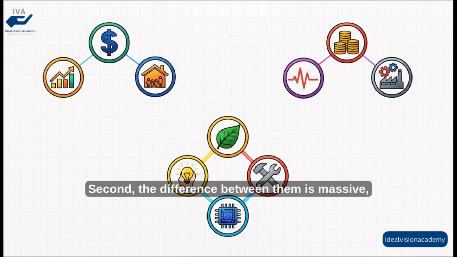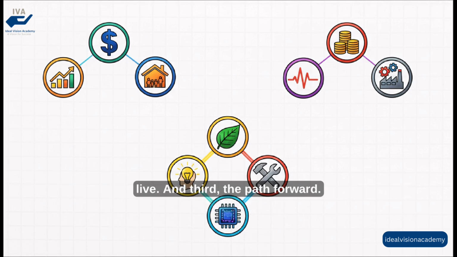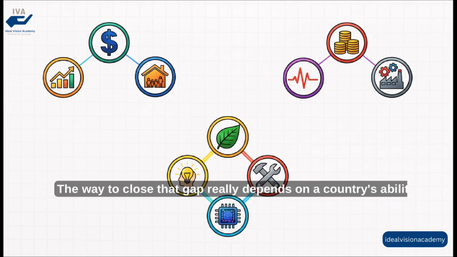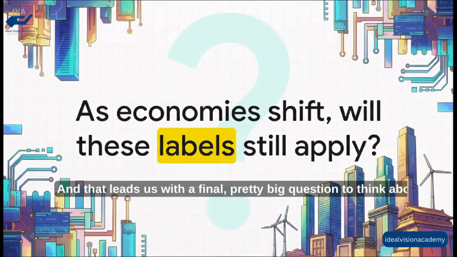Second, the difference between them is massive, and it affects everything from how much money you make to how long you live. And third, the path forward, the way to close that gap, really depends on a country's ability to harness those four key resources we talked about: natural, human, capital, and technology. And that leaves us with a final, pretty big question to think about.